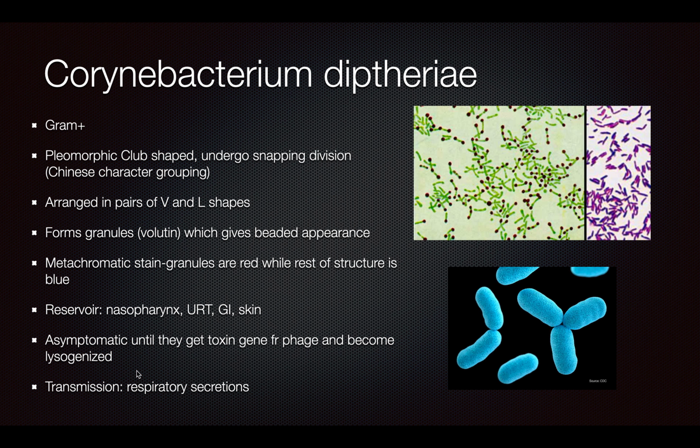So it's asymptomatic and part of the normal flora until it gets the toxin gene from the phage and becomes lysogenized. So this, along with Strep pyogenes or Klebsiella pneumoniae, needs the phage to infect it to become contagious. The transmission is going to be through the respiratory secretions.